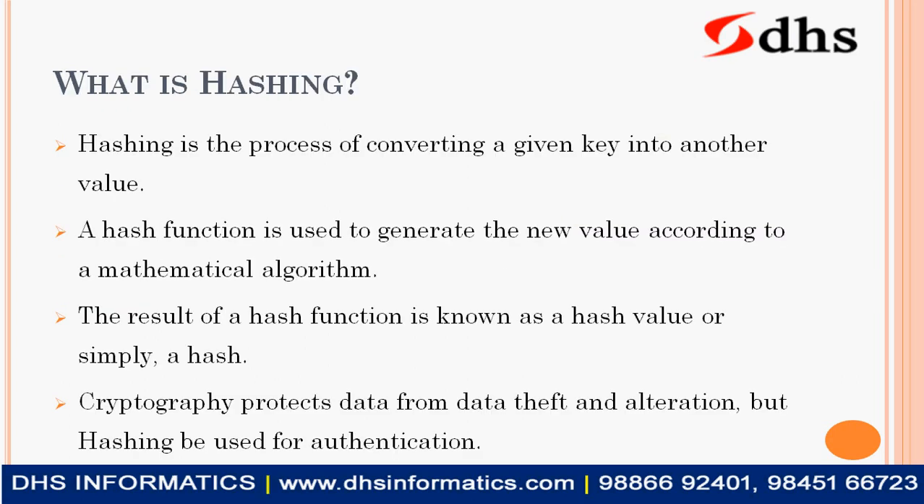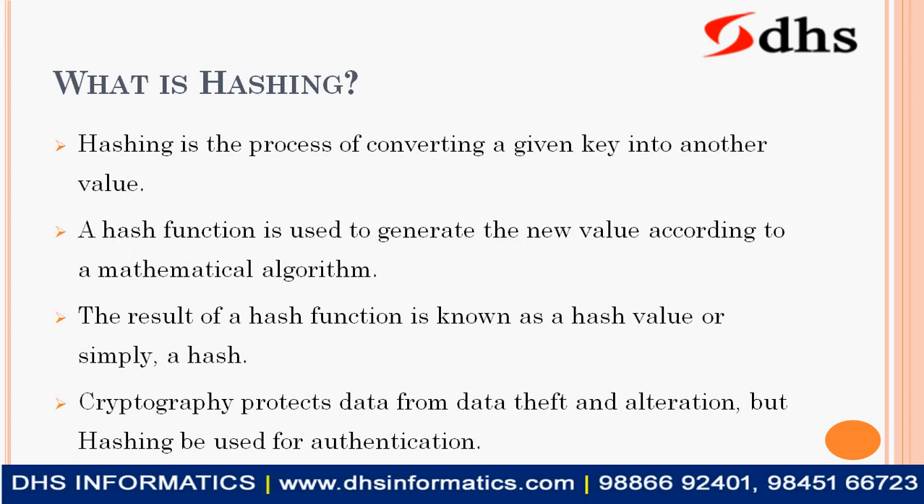What is hashing? Hashing is the process of converting a given key into another value, or a given file into another value. A hash function is used to generate the new value according to a mathematical algorithm. Whatever file you are giving, whether a 1 MB file or 1 GB file, it is nothing but bytes, that is ones and zeros only, internally. So those ones and zeros go through binary operations.